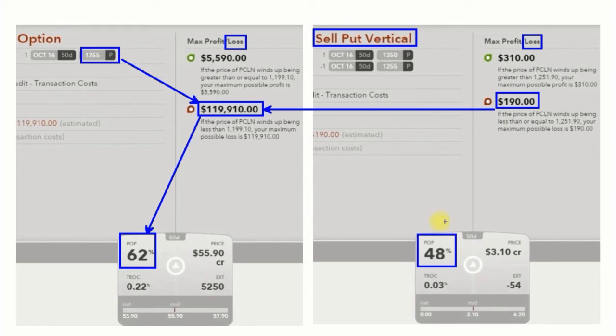We'll see in a second how to raise our POP to a better number, but once again, all we're trying to do here is define verticals, and when we define verticals and how to use them, we do that because we define our risk, and that is the key to verticals.